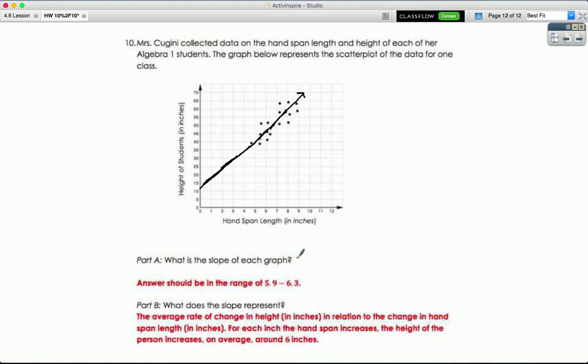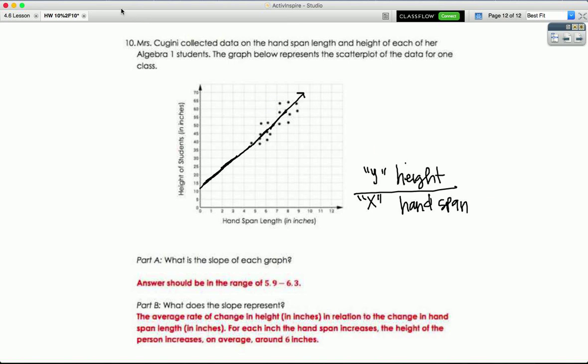Well, just looking at our axes, we know that's the change in y over the change in x. And so for the labels here, it was the height of the students over the hand span length, so hand length. So it's the height over the hand span. So the average rate of change in height in inches in relation to the change in hand span length in inches. For each inch the hand span increases, the height of the person increases on average around 6 inches. Okay, so there are a couple different ways you could have said that, but the main point is that it is the height over the hand span.